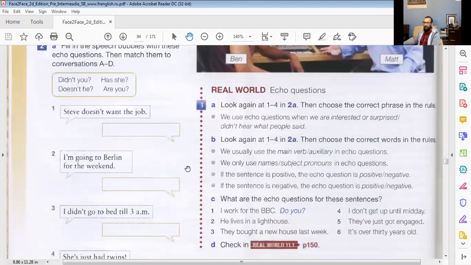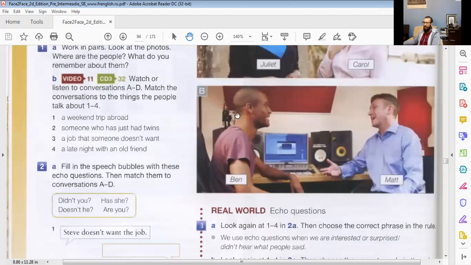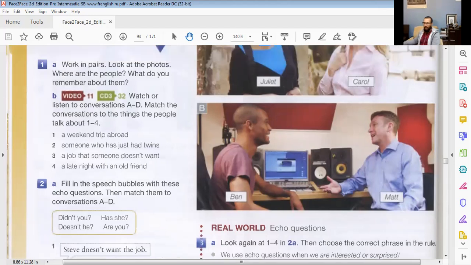What we want to do is match the 4 conversations, A, B, C, D, to this list, 1, 2, 3, 4. Let's read them very quickly. Number 1, a weekend trip abroad. Number 2, someone who has just had twins. Number 3, a job that someone doesn't want. Number 4, a late night with an old friend. So let's go to the listening track and find out.